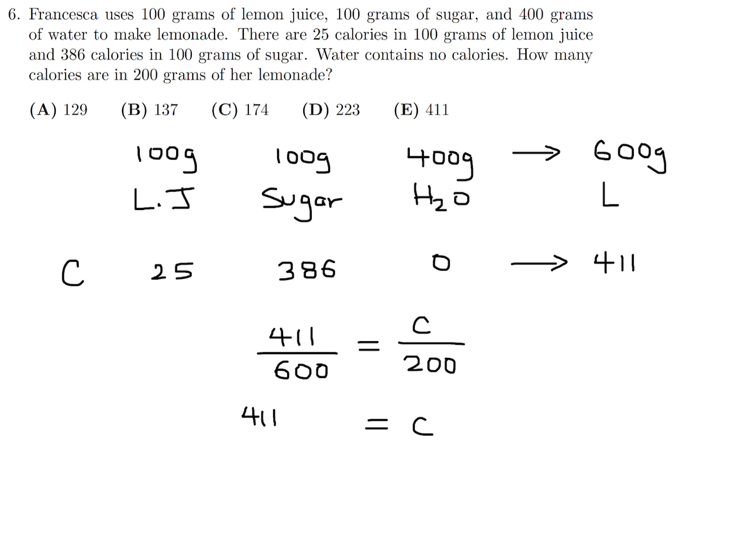Do some basic math here. Multiply that by 200. And this looks like 411 over 3. And therefore the calorie count is 137 for 200 grams of lemonade. So number 6, the answer is B.